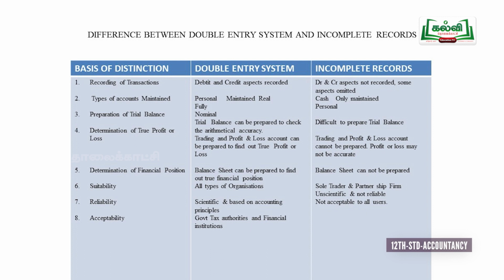Next we pass on to reliability. The double entry system is purely scientific and based on accounting standards. So these accounts are accurate. But incomplete records are not acceptable to all users. Then acceptability: government authorities, tax authorities, all financial institutions accept the recording of accounts under double entry system, but incomplete records are not acceptable to all users.